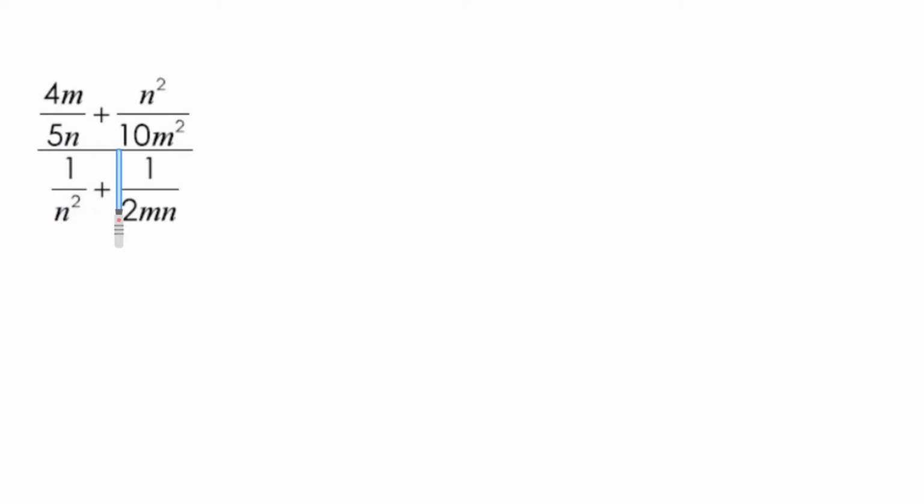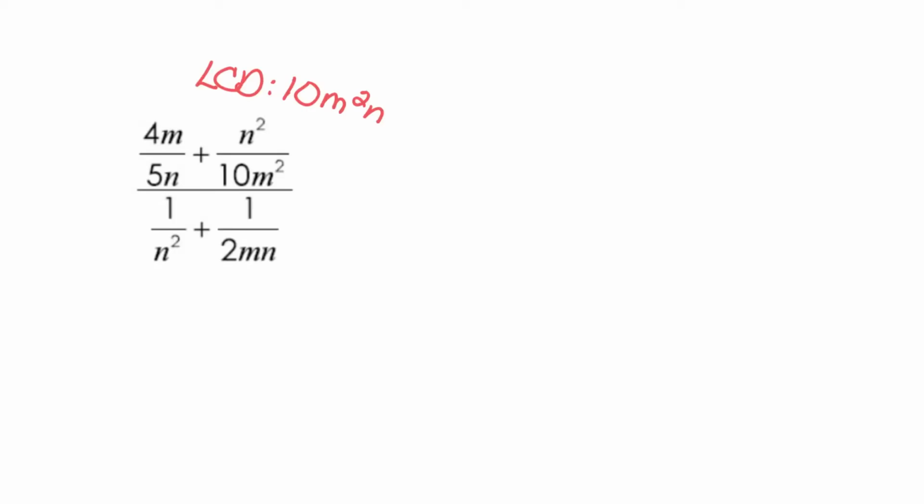We have 5n and 10m squared. Now, if you have variables, you end up looking at just multiplying both of those together. But what is the common denominator between the 5 and the 10? Well, it ends up being 10 because 5 can go into 10. So since we know that the common denominator is going to be 10m squared n, then we got to figure out, okay, what do we multiply this 5n by to have it equal 10m squared n? Well, we know that 2 times 5 is 10, and then we need the m squared.